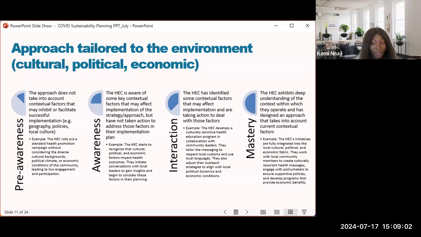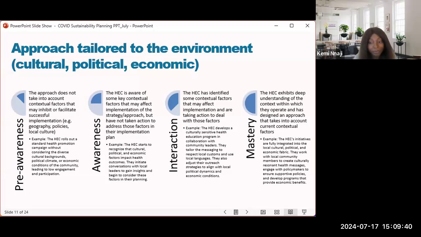This might lead to low engagement and participation. In the awareness stage, the HEC starts to recognize some of these contextual factors that may affect the implementation of their strategy, but haven't really taken action to address these factors. During the interaction stage, the HEC has identified some contextual factors and is actually taking action to address them. And mastery is when the HEC exhibits a deeper understanding of the context in which they operate and has designed an approach to take into account some of the contextual factors.